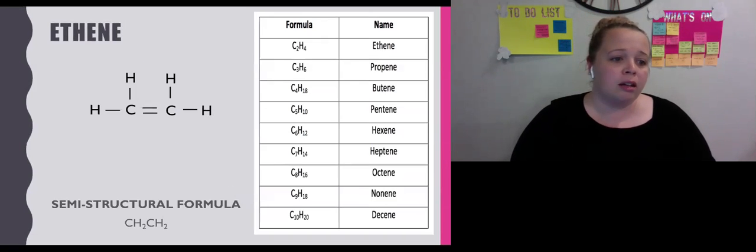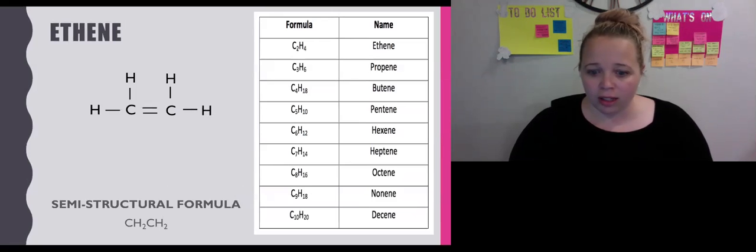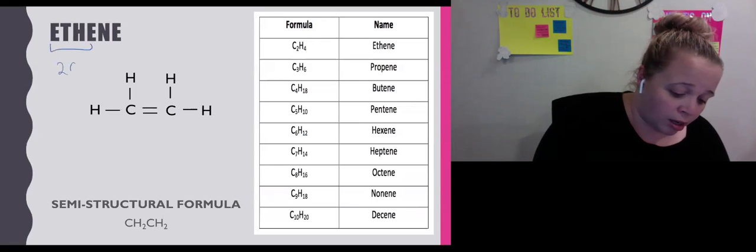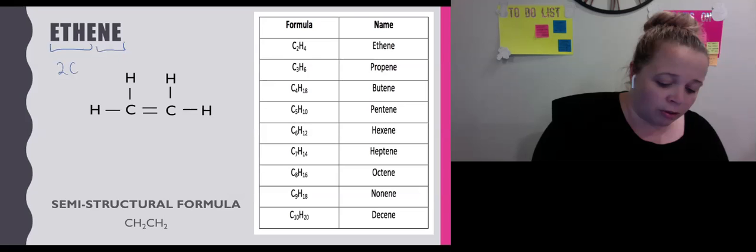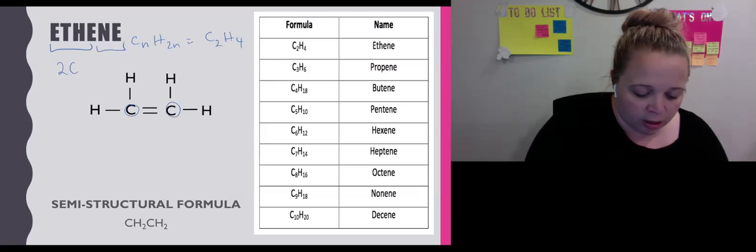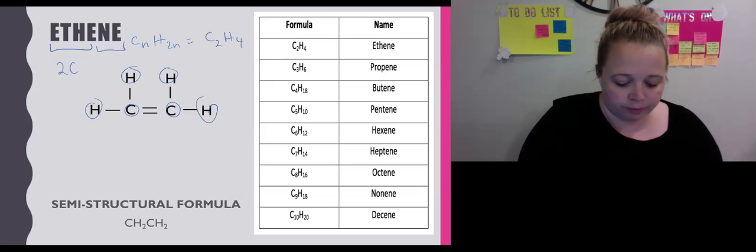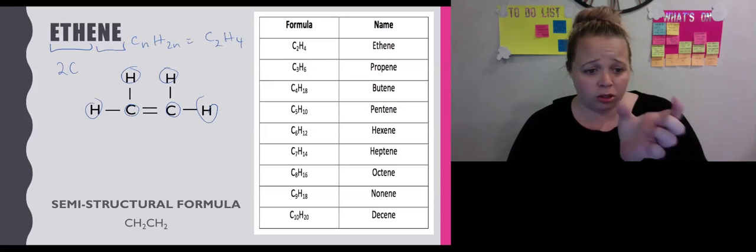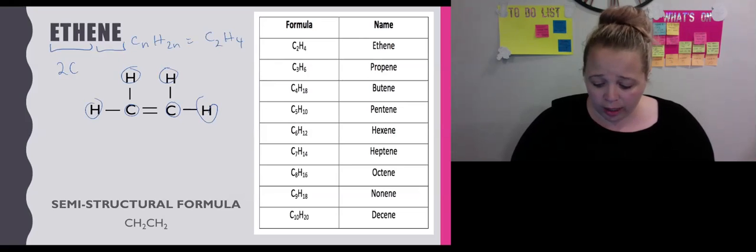So here we go, here is ethene. Having a look at this, you can see that eth means 2 carbons and ene means that we're following the CnH2n, which equals C2H4. Now you can count them here. You can see I've got 1, 2 carbons and 1, 2, 3, 4 hydrogens there. When we do our semi-structural formula, we've got CH2, CH2. And these are the ones we need to know.